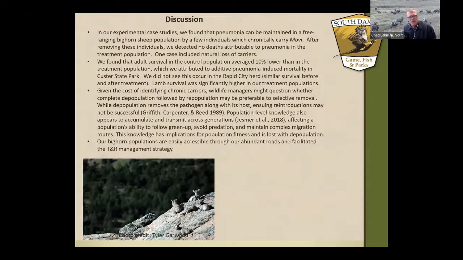And one last side note, in all of our populations in the Black Hills, we have very good road access. So our animals are definitely available to us to do a lot of this testing from roads. I think that's something that has definitely benefited us in doing this research and management as well. And with that, I guess we'll open it up for any questions.